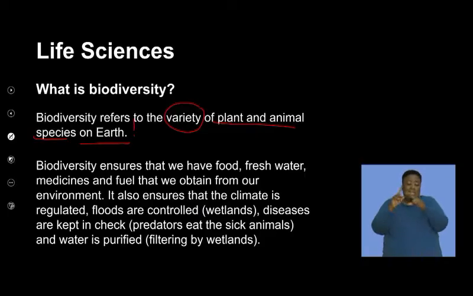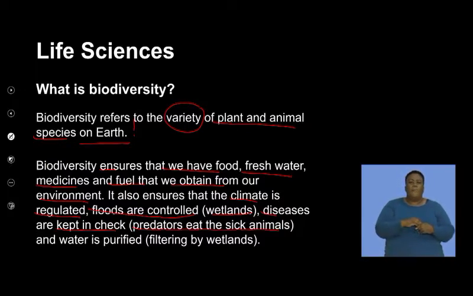Okay, so biodiversity ensures that we have food, fresh water, medicines, and fuel that we obtain from our environment. It also ensures that the climate is regulated, floods are controlled through our wetlands, diseases are kept in check by predators that eat the sick animals, as well as water is purified by our wetlands.